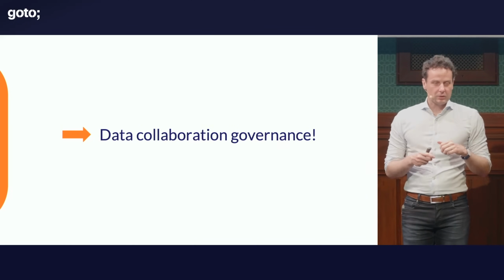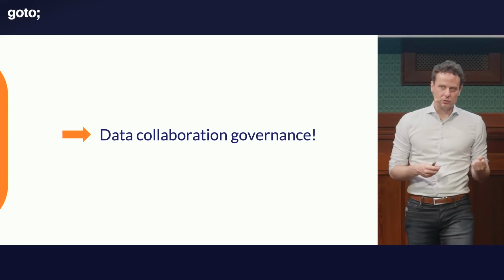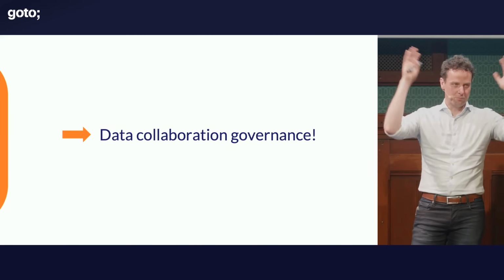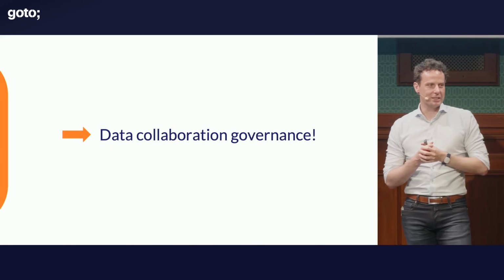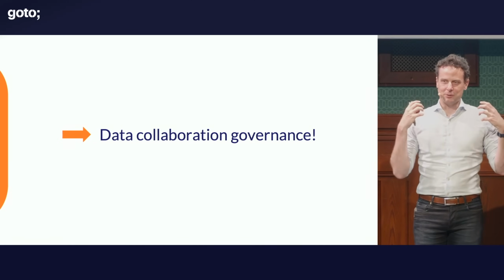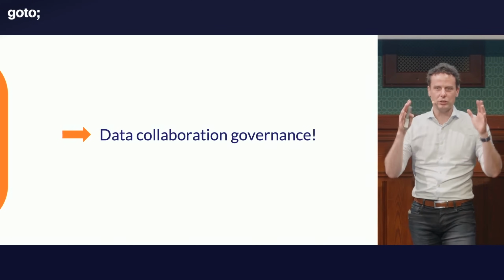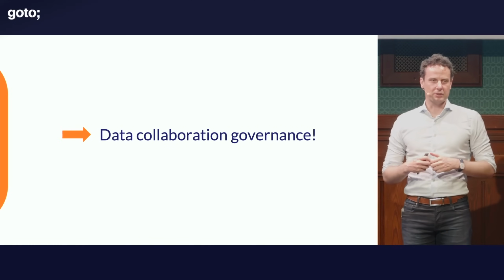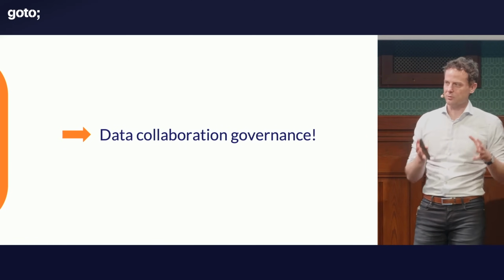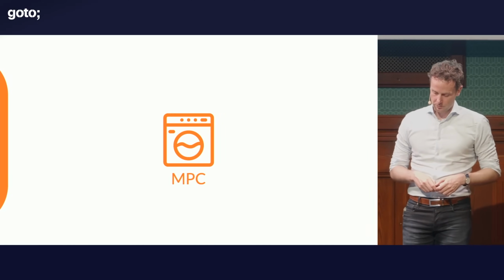So what we feel you need is data collaboration governance. And of course, governance is a word that people have very different hallucinations from what it is. But in our case, we feel it is about understanding why and how you collaborate and having rules in place that everybody feels comfortable about, and also that most of these rules will be actively enforced by software.